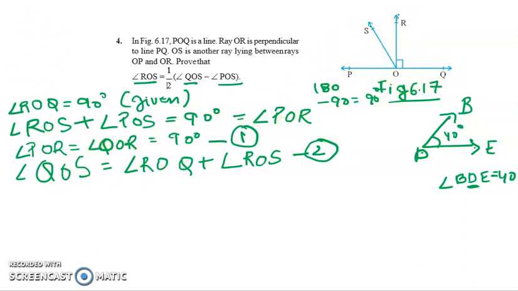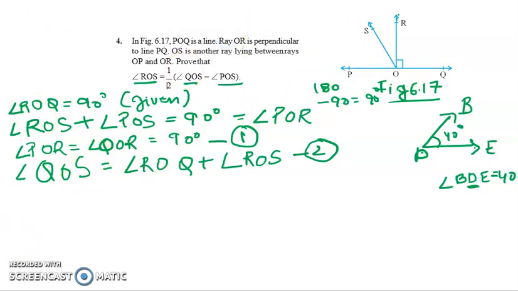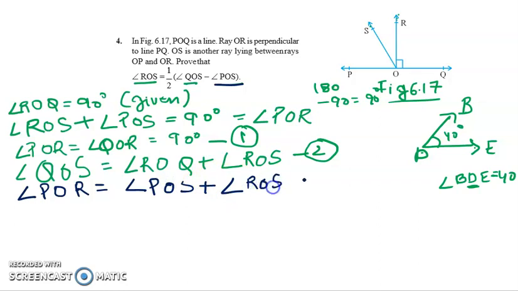Now, let me change the marker so it will be easy for you. Let me take it as purple. Now if you see, another angle is given to us, angle POS. So now see which is angle POS. This is angle POS. I can write now, see, angle POR. I'm taking this angle. Angle POR is equal to angle POS plus angle ROS. Are you following, students?